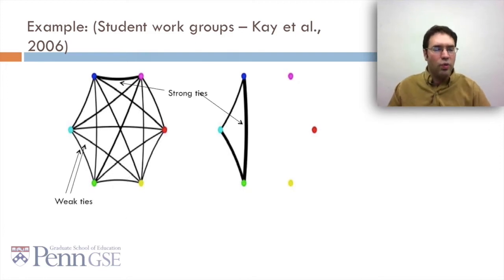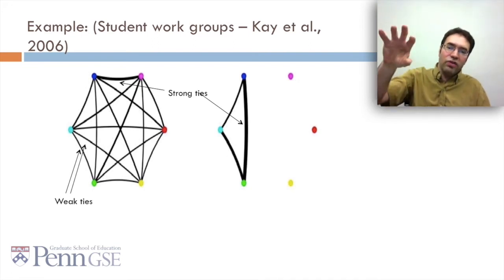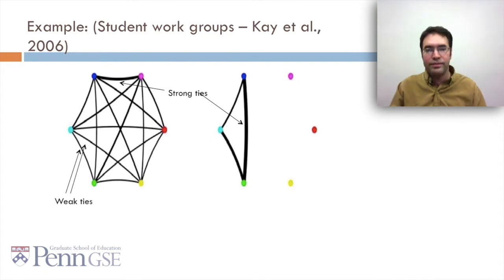And you can see that there are weaker ties and stronger ties. The cyan to green students in the graph to the left have a pretty weak tie, whereas the blue to pink students at the top of that graph have a very strong tie. And of course, the pink to red students on the other graph have no tie at all.